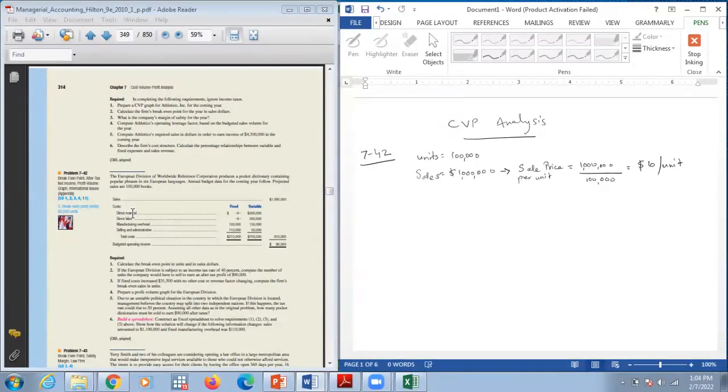Next, they've given us costs. We have direct material and direct labor variable costs. We have a fixed portion of manufacturing overhead at 100,000, straight cost at 110,000. What we want to use is the fixed cost total and variable cost total.